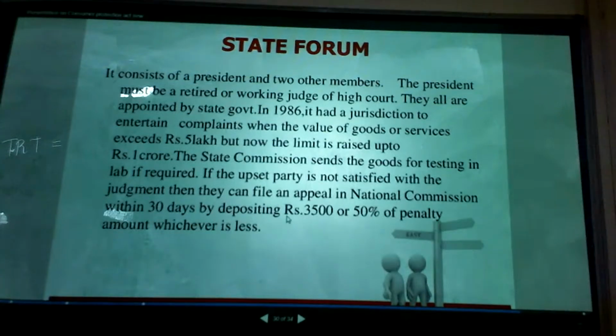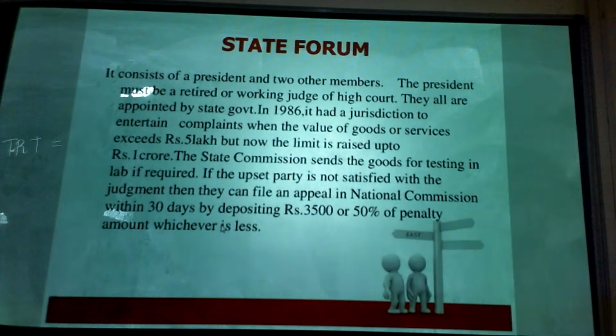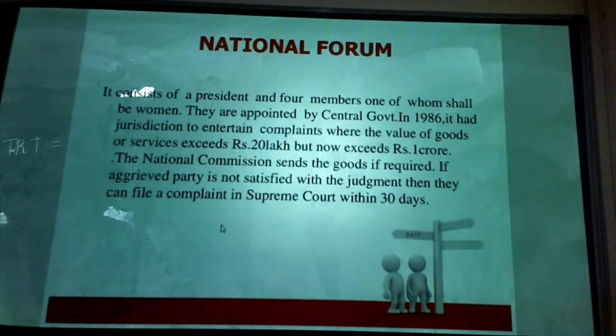The same thing: you will pay whatever the depositing fee and whatever the penalty. For example, 3,500 depositing or 50% of the penalty amount, whichever is less. These are the depositing amounts that you have to pay, and you have to enter the next level, the national commission. So that is another thing.